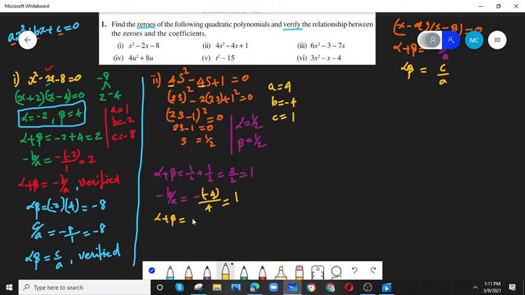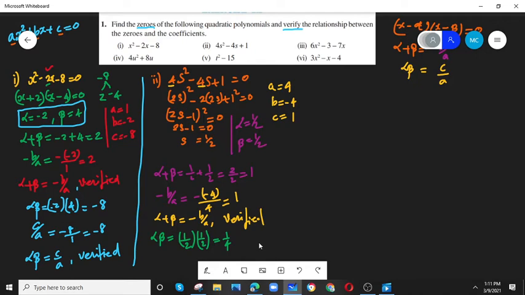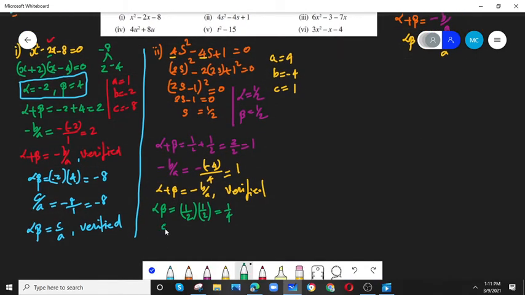Alpha plus beta equal to minus b by a, verified. We can go for alpha into beta. What is alpha? 1 by 2. What is beta? 1 by 2. Multiply, it becomes 1 by 4. Good. What is c by a? The value c is 1, a is 4, so 1 by 4. Both are the same, so alpha into beta equal to c by a is verified.